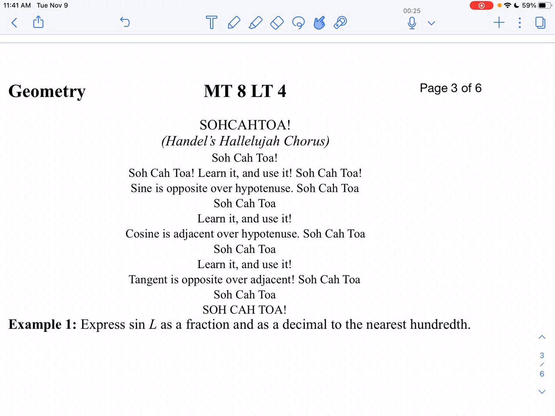Now, this is such an important formula to memorize. We have a little song to help you remember it. It goes by Handel's Alleluia chorus.